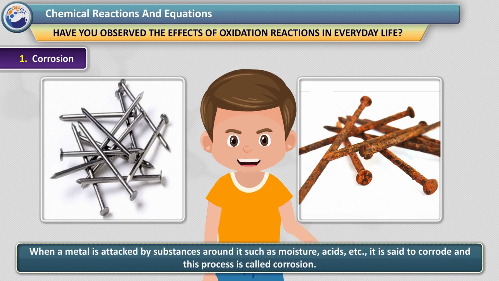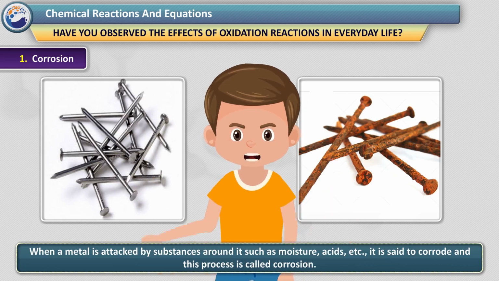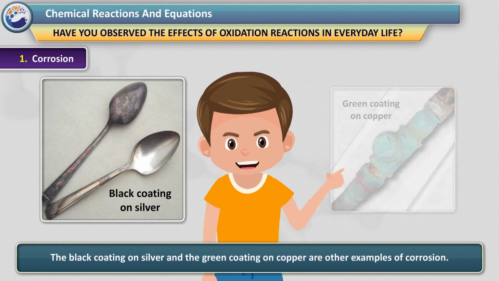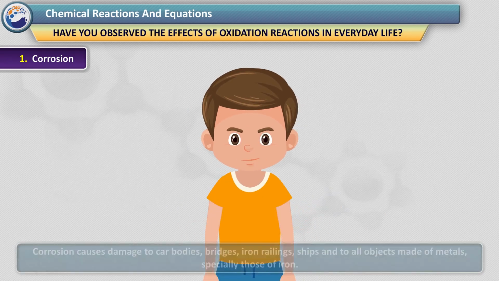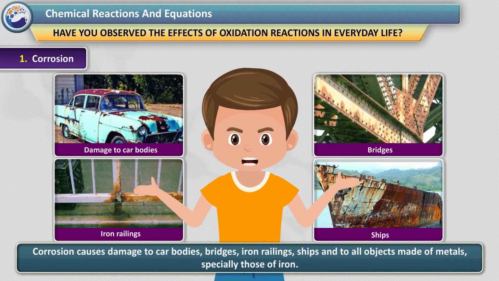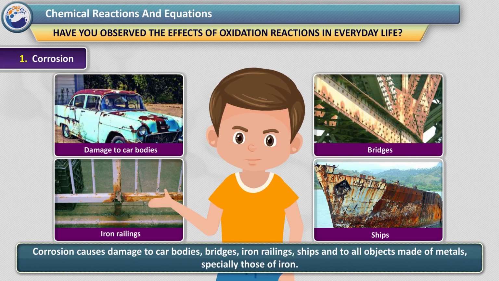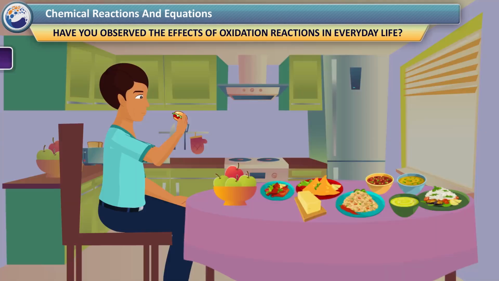When a metal is attacked by substances around it such as moisture, acids, etc., it is said to corrode and this process is called corrosion. The black coating on silver and the green coating on copper are other examples of corrosion. Corrosion causes damage to car bodies, bridges, iron railings, ships and to all objects made of metals, especially those of iron. Corrosion of iron is a serious problem.